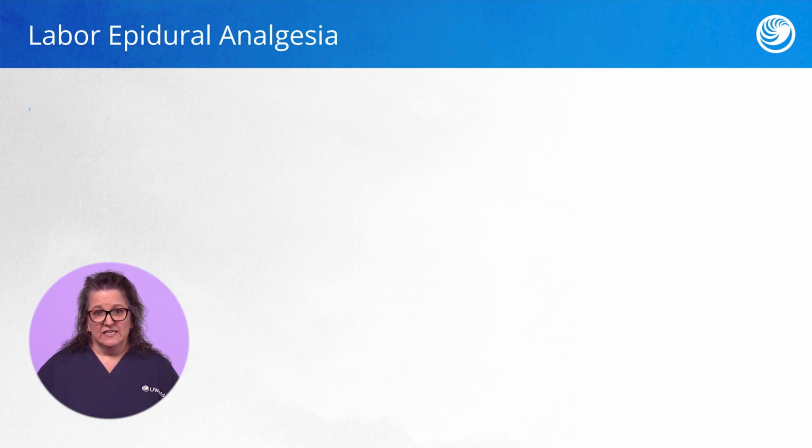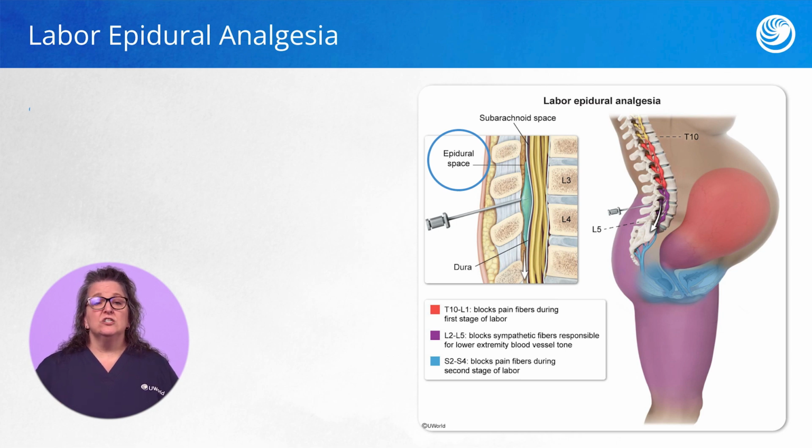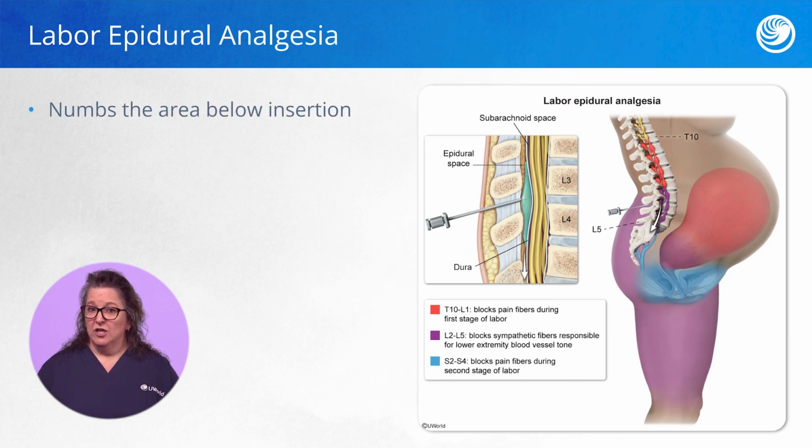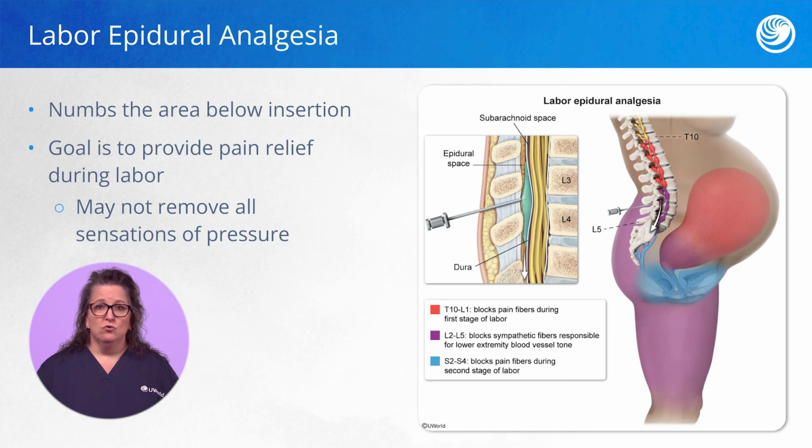You can see this in the image along with the levels of analgesia associated with the different levels of the spine. An epidural may be one injection or a catheter may be inserted for continued dosing of medication. It numbs the area below the level of insertion. The goal is to provide pain relief during labor. And while this may be achieved, it may not remove all sensations of pressure.